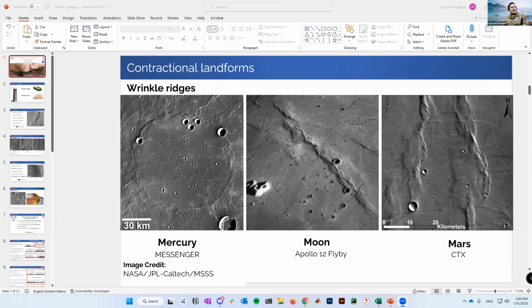They can be in different forms, like a ring belt form on Mercury, let's say in the left-hand part. On the Moon, they are more roughly straight, and on Mars there are echelon arrays, where the structures follow each other.